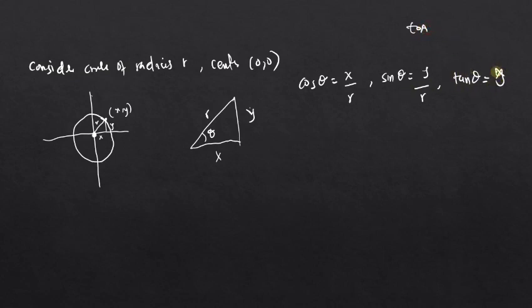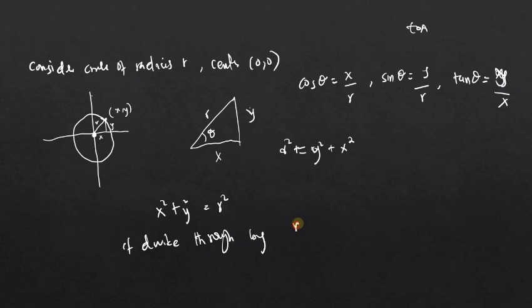But then from Pythagoras theorem, we know that the hypotenuse squared is equal to the opposite squared plus the adjacent squared, right? So we have x squared plus y squared equal to r squared. If we divide through by r squared, we'll get x squared over r squared plus y squared over r squared is equal to r squared over r squared, and this will be equal to 1.